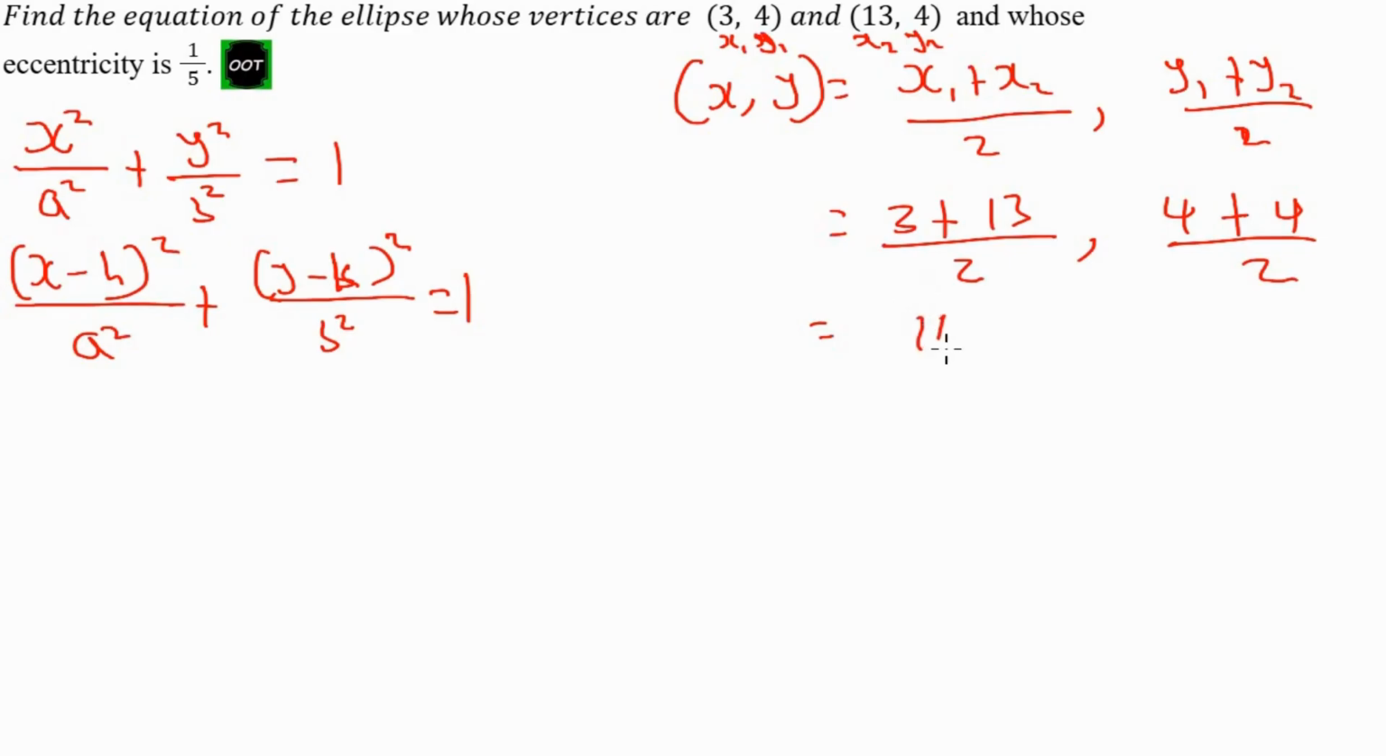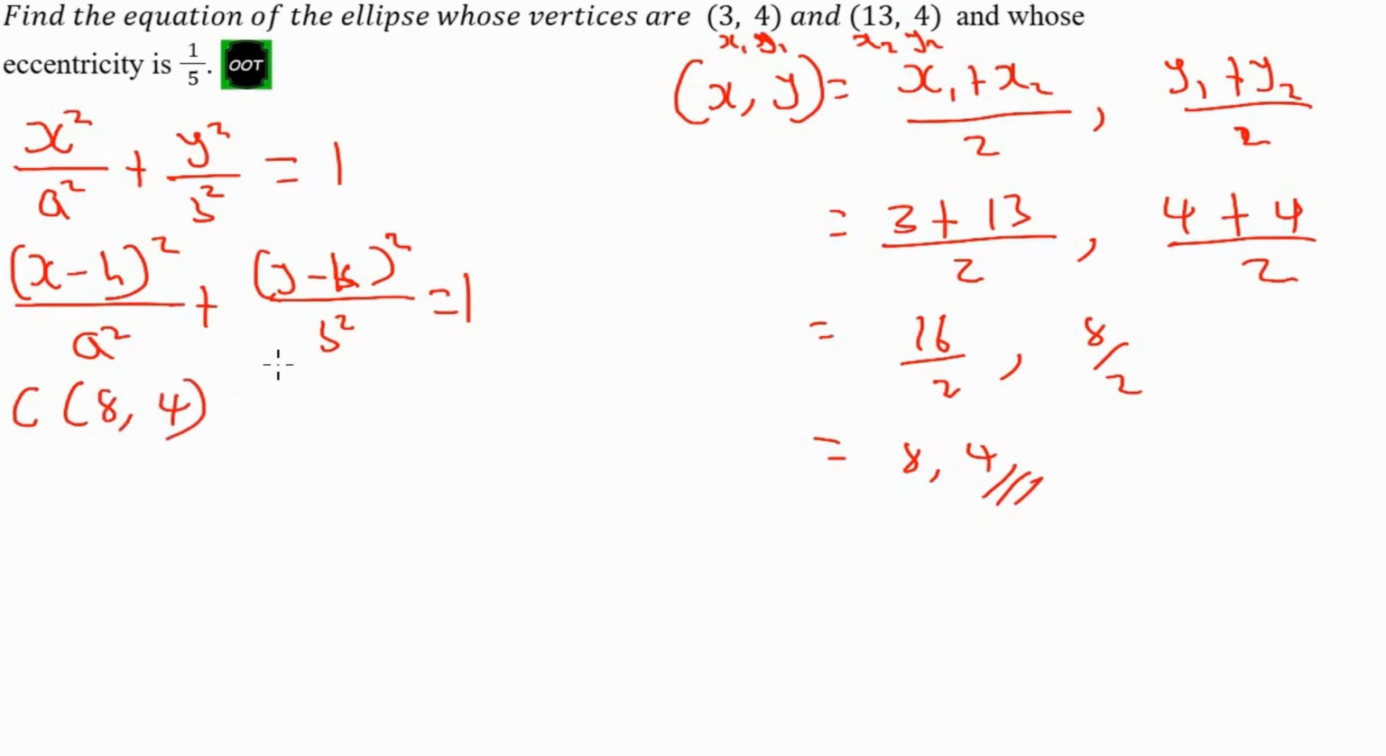13 plus 3 is 16 over 2. 4 plus 4 is 8 over 2. So we have 8,4. So this is the center of the ellipse. Am I communicating? Perfect. Now that we have the center of the ellipse, are we required to find the center of the ellipse? We are not, but we have given them bonus. We find the center of the ellipse for them. So C is 8,4. That's okay.